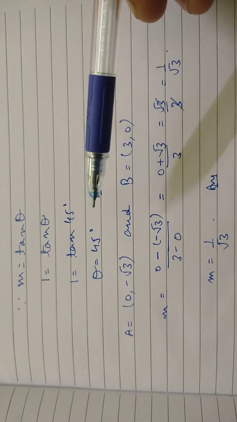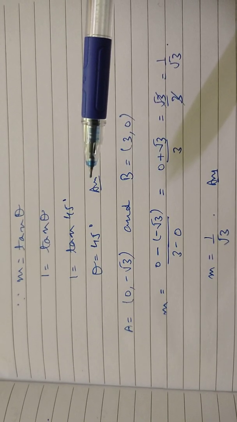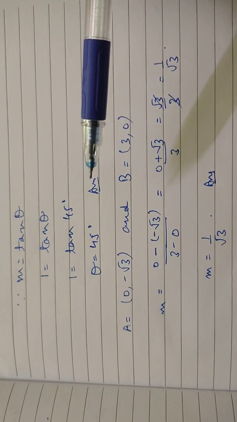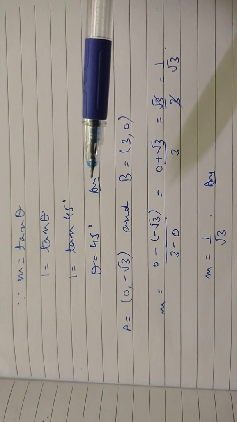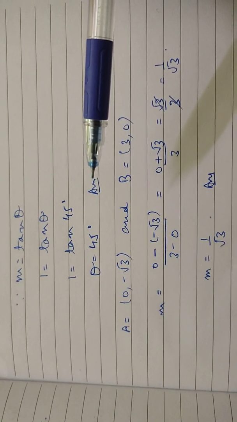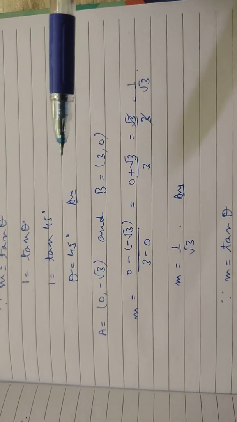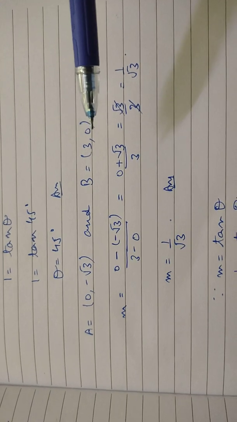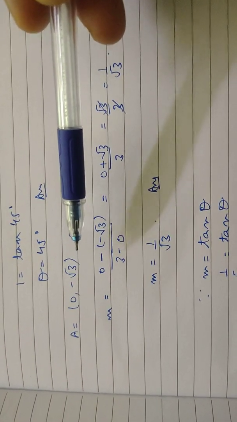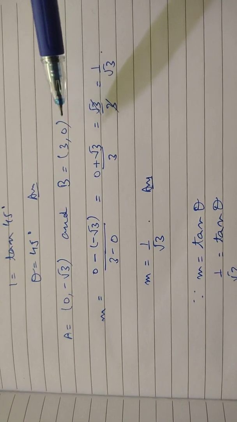So in this way, if two points are given to us and we have to find the slope and the angle of inclination, we can use the concept of finding the slope by taking the difference of ordinates and dividing it by the difference of abscissa. And once we get the value of the slope, then by using this relation we can find the angle of inclination also. For your help, I've taken one more example. There is one point A which has the coordinates 0, minus root 3, and another point B which has the coordinates 3, 0.